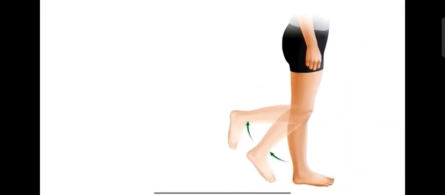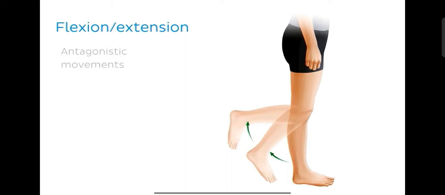For this, we'll need a diagram. Here's that drawing of the knee bending again. This is showing knee flexion. The words flexion and extension are separated by a /, meaning that they are antagonistic movements.